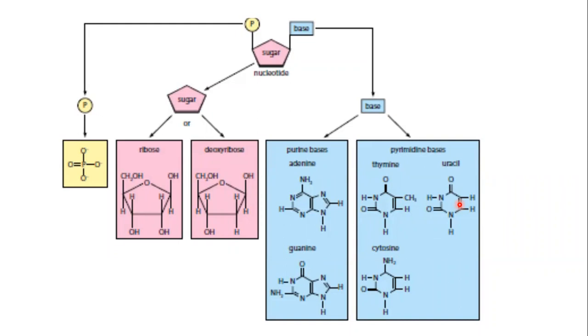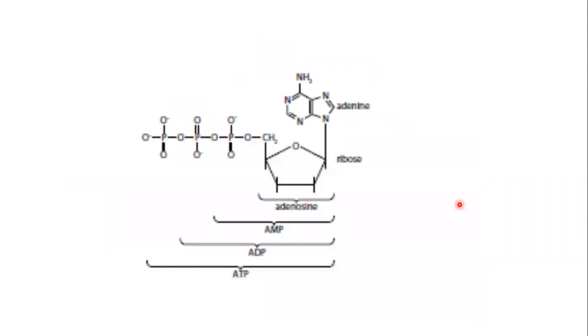You just have to remember which is which. So adenine and guanine will be purines. Thymine, uracil, and cytosine are pyrimidines. And that is the structure of a mononucleotide.